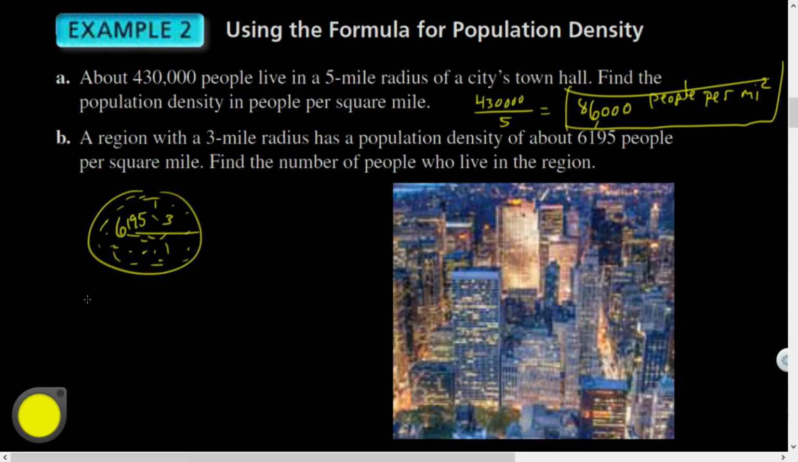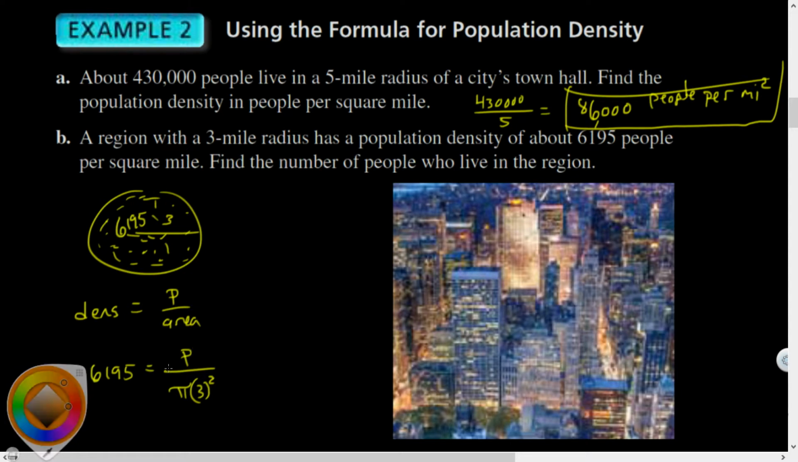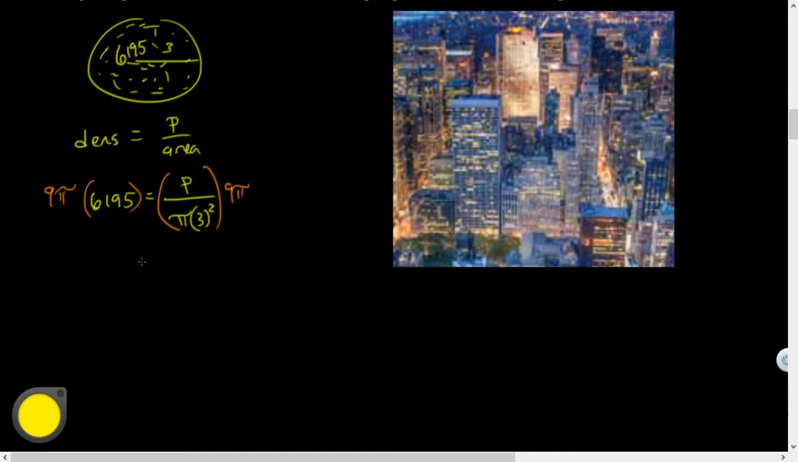So the density is going to equal the people divided by the area. This time I know the density, 6195, and I can calculate the area. What's that area going to be? Pi r squared, friends. Pi times 3, just the 3, not all squared. I want to find the population, so I'm going to multiply both sides by 9 pi. We're going to figure out the number of people in terms of pi.